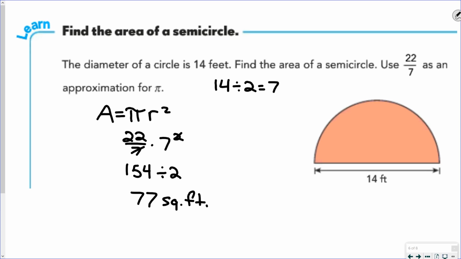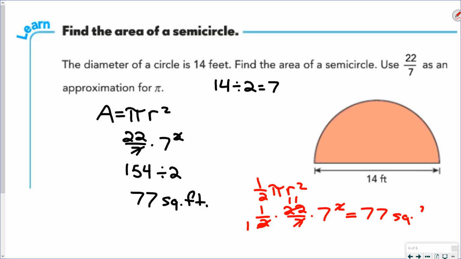And something else that you could do on this one as an option, since you know it's a semicircle, you could take 1/2 pi r squared, and then you would have 1/2 of 22/7 of 7 squared, and 2 becomes 1, 22 becomes 11, 7s cancel out, and once again you would get 77 square feet. So just another option for you there.